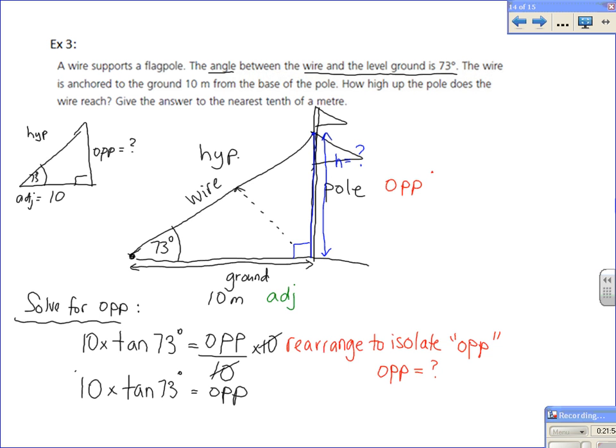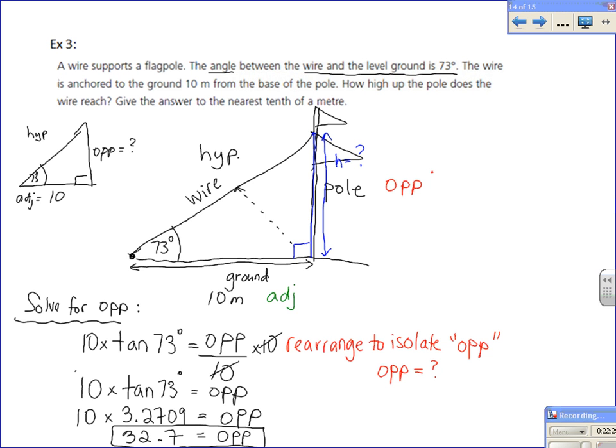And in your calculator, you can compute the tan of 73. This is equal to 10 times the tan of 73 is equal to 3.2709 if you put tan 73 into your calculator. Okay, and so we get as our answer, the opposite is equal to 32.7 as our answer.